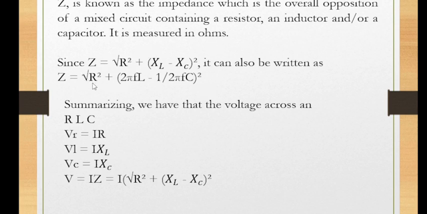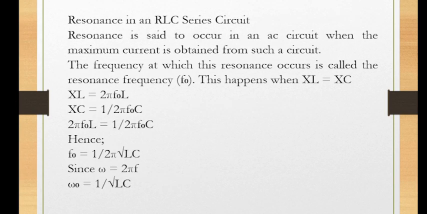You remember that your R is R, your XL is 2 pi FL, your XC is 1 over 2 pi FC. So summarizing, the voltage across a resistor in an RLC circuit, VR, is equal to IR. VL is equal to I XL, the current multiplied by the inductive reactance. Then VC is equal to I multiplied by the capacitive reactance. Then V is equal to IZ. For an RLC circuit, your V is equal to all of this.